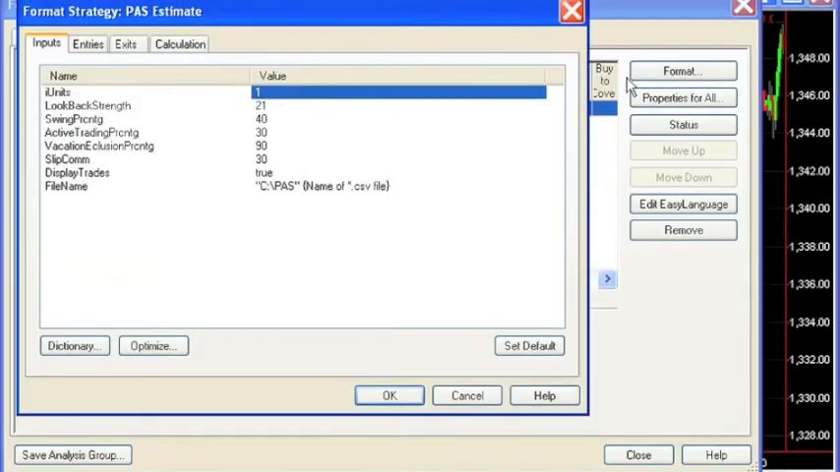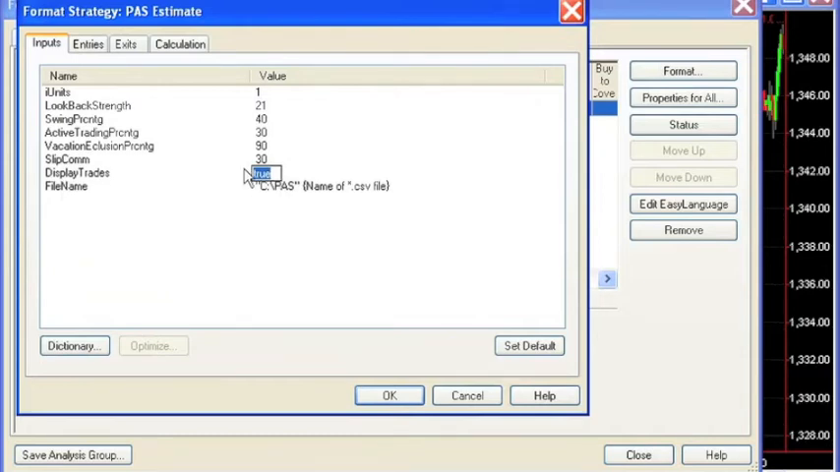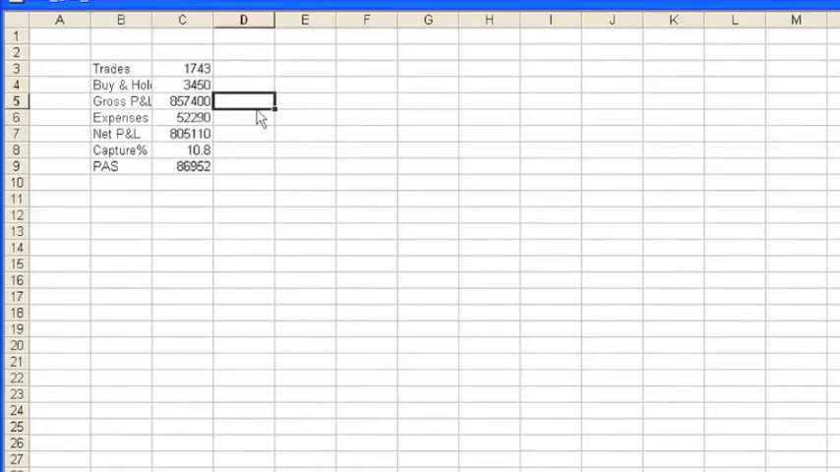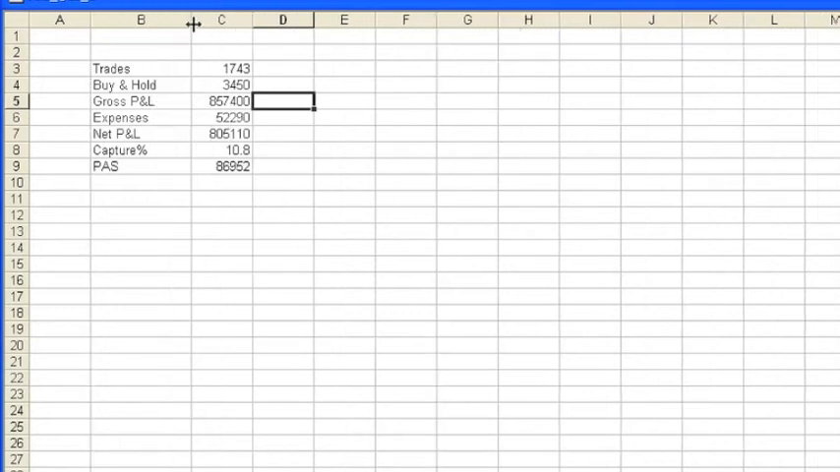and reformat the strategy. See, we had that set to true, display the trades. Well, if we're not interested in seeing those, we can just set this to false. So let's regenerate that with false. And this is what the chart looks like now. Now we can expand these out a little bit.